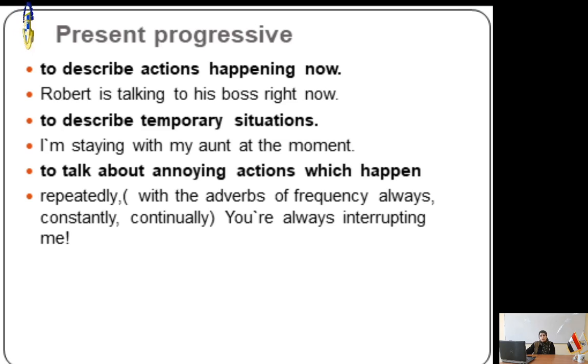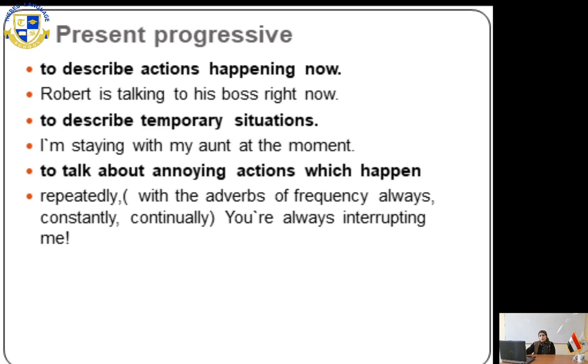3. To talk about annoying actions which happen repeatedly. If you are annoyed by someone, by an action, you are going to use present progressive. For example, you are always interrupting me. Again, take care here that we are putting always in the present progressive to indicate that we are annoyed by the action of someone.